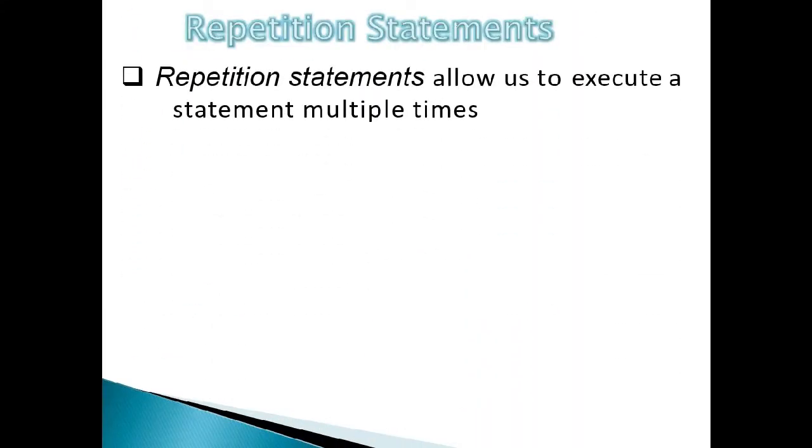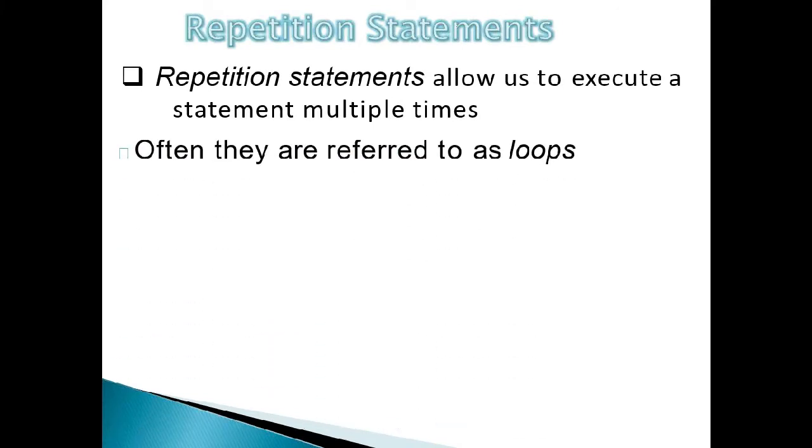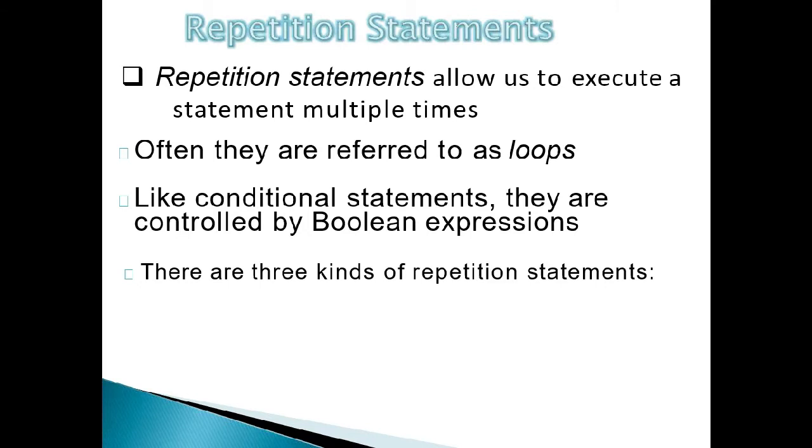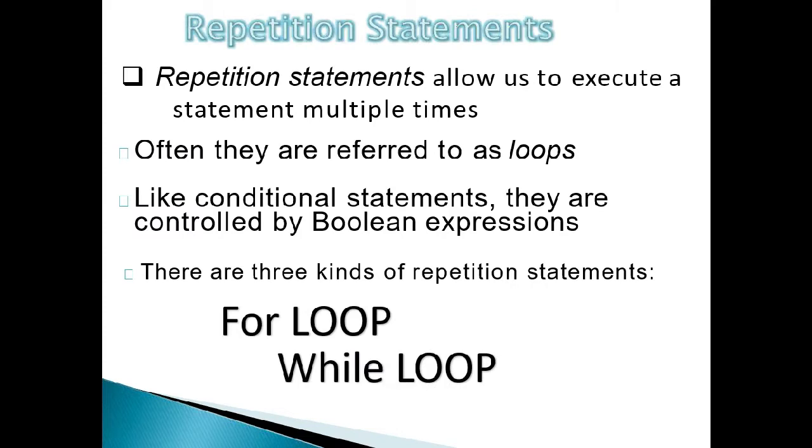Repetition statements allow us to execute a statement multiple times. Often they are referred to as loops. Like conditional statements, they are controlled by Boolean expressions. When you say Boolean expressions, these are expressions whose value is true or false. There are three kinds of repetition statements. First, we have the for loop, next, the while loop, and the do while loop.